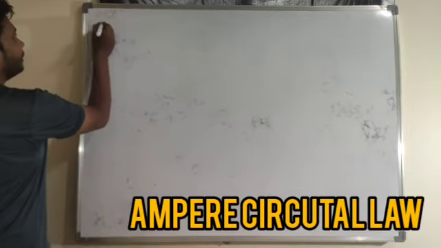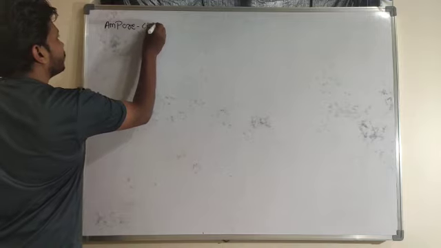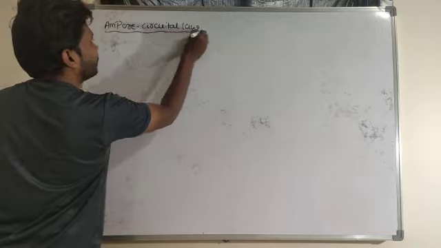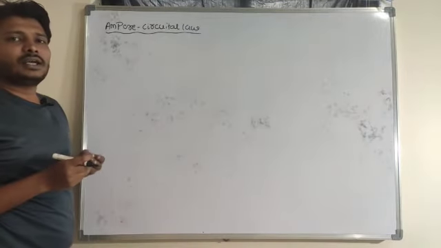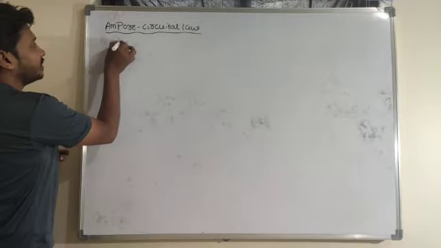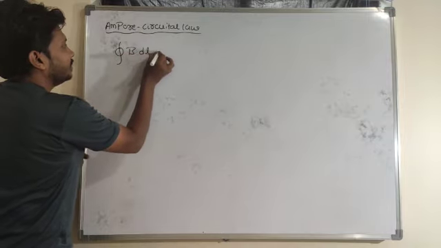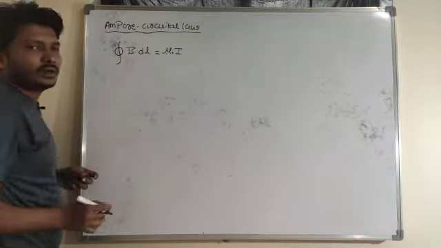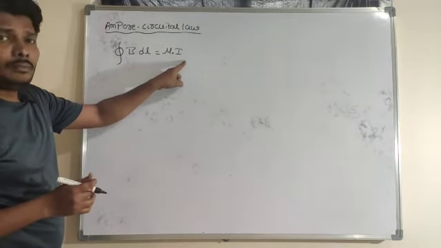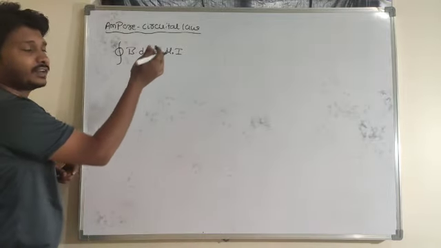In the case of Ampere's circuital law, the line integral of the magnetic field around any closed surface is equal to mu naught times the total current enclosed by it. So the integral of B dot dL is equal to mu naught into I, mu naught times the net current enclosed by it.